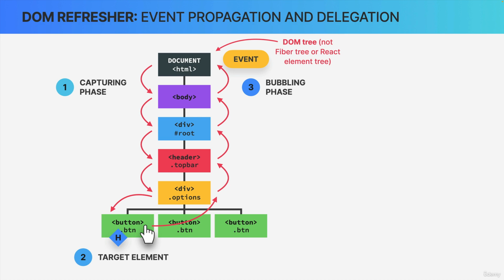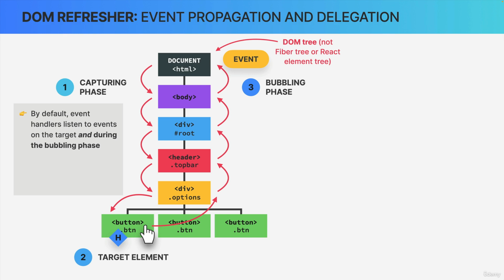The first is that during the capturing and bubbling phase, the event really goes through every single child and parent element one by one. In fact, it's as if the event originated or happened in each of these DOM elements. The second important thing is that by default, event handlers listen to events not only on the target element, but also during the bubbling phase. So if we put these two things together, it means that every single event handler in a parent element will also be executed during the bubbling phase, as long as it's also listening for the same type of event.